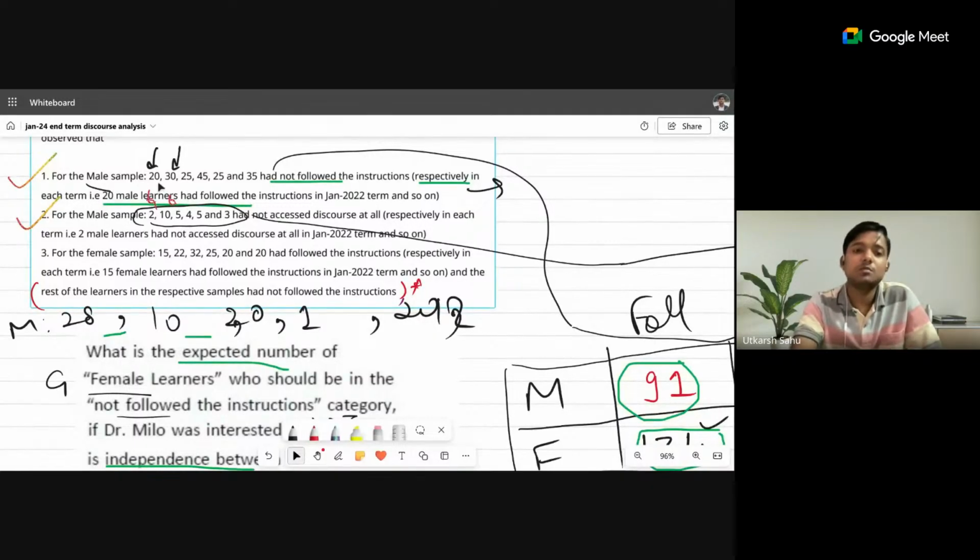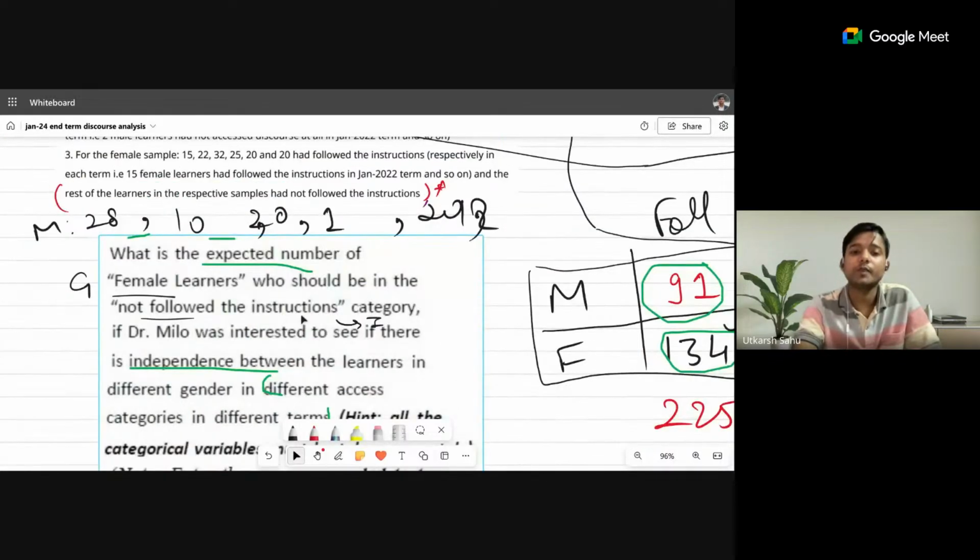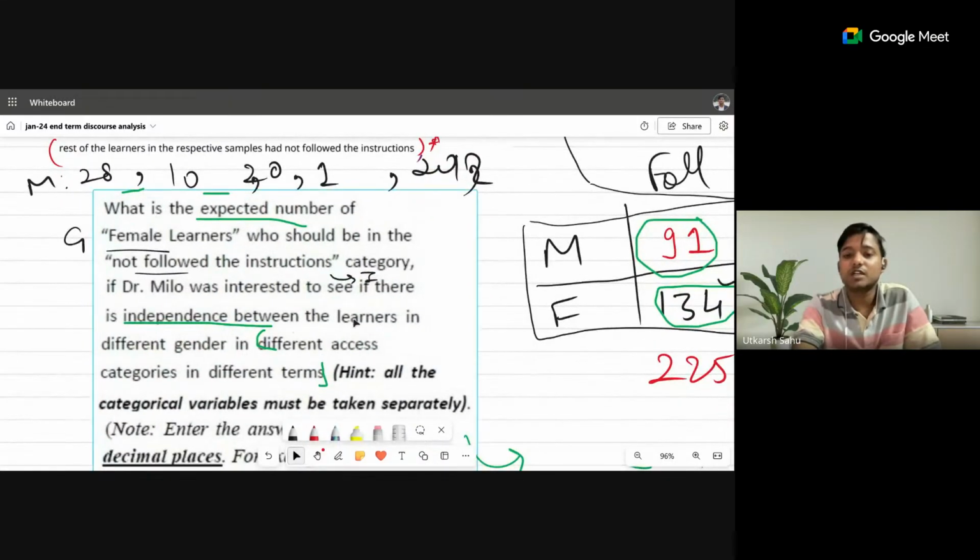It says 20 male followed instructions, 30 followed, 25 followed in that term, 45 followed, and then 25, and then 35. This is term wise. So they gave you something. Now the first question was, what is the expected number of female learners who should be in the category not followed instruction? If Dr. Milo is interested to see independence between learners and genders in different access categories in different terms.